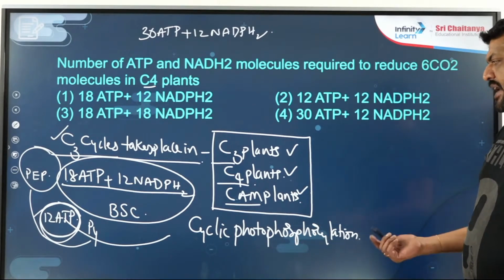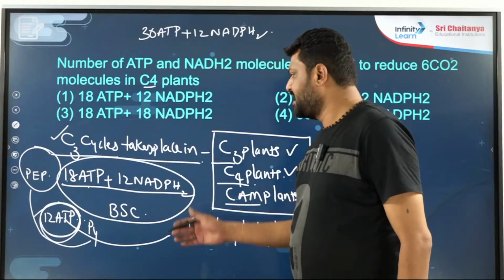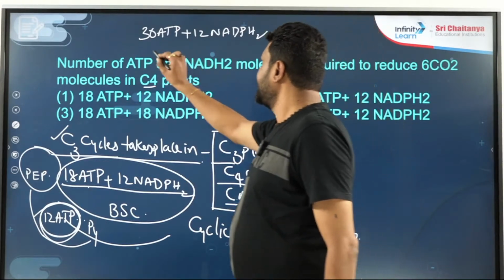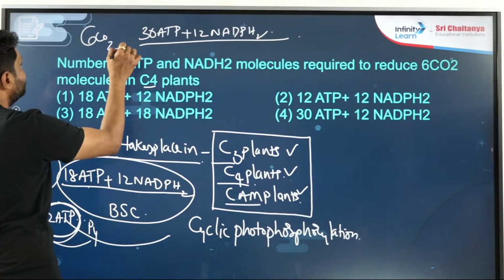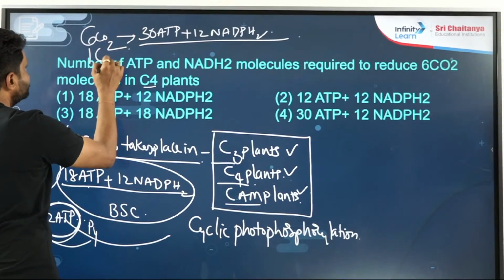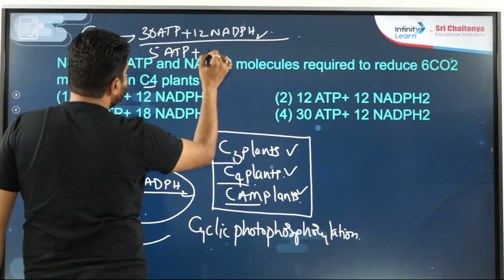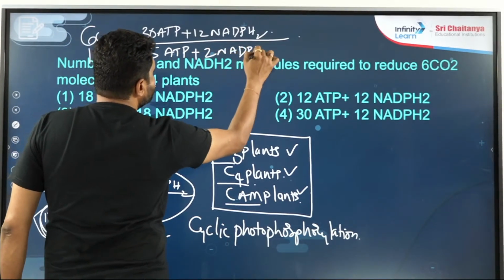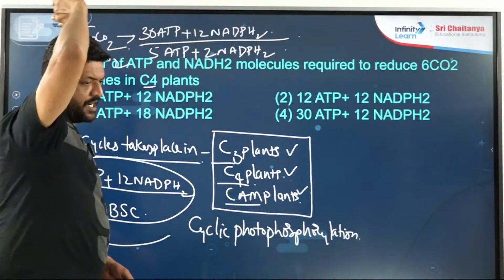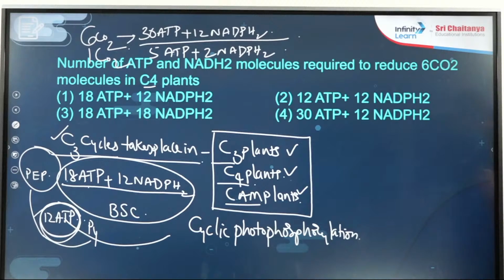Cyclic photophosphorylation synthesizes ATP. So extra ATP required is 12 ATP. Regular ATP required is 18. 18 plus 12, 30 ATP. 30 ATP and 12 NADPH are required for 6 CO2 reduction in C4 plants. Then for 1 CO2, that is 5 ATP plus 2 NADPH2 required for the reduction of 1 CO2 in C4 plants.